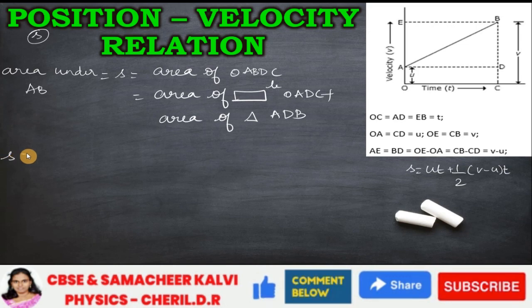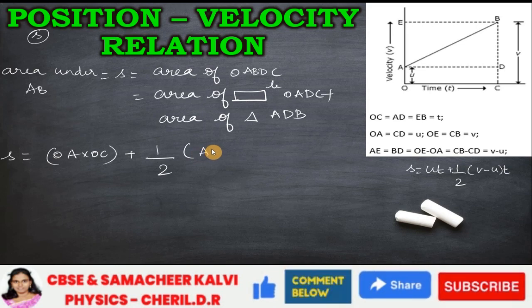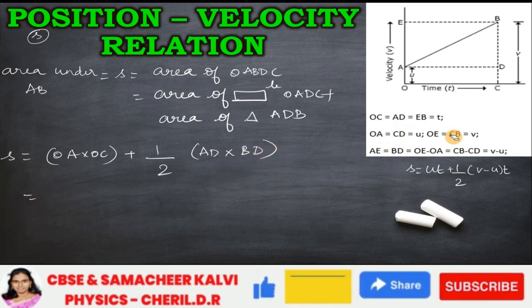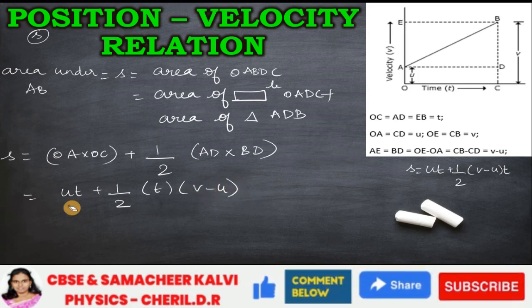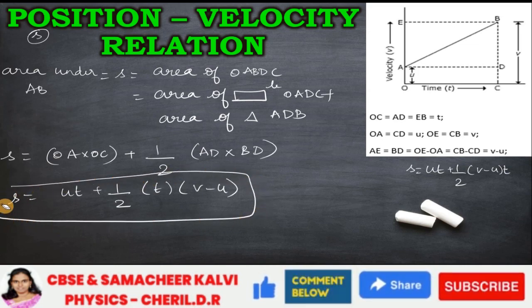So s is equal to the area of the rectangle, which is OA into OC, plus the area of the triangle, half into AD into BD. OA into OC, you can look at the graph and write. So it will be ut plus half AD, which is t, into v minus u, that is t into v minus u. Till this step, I told you it is the same for both the second and the third equation of motion.